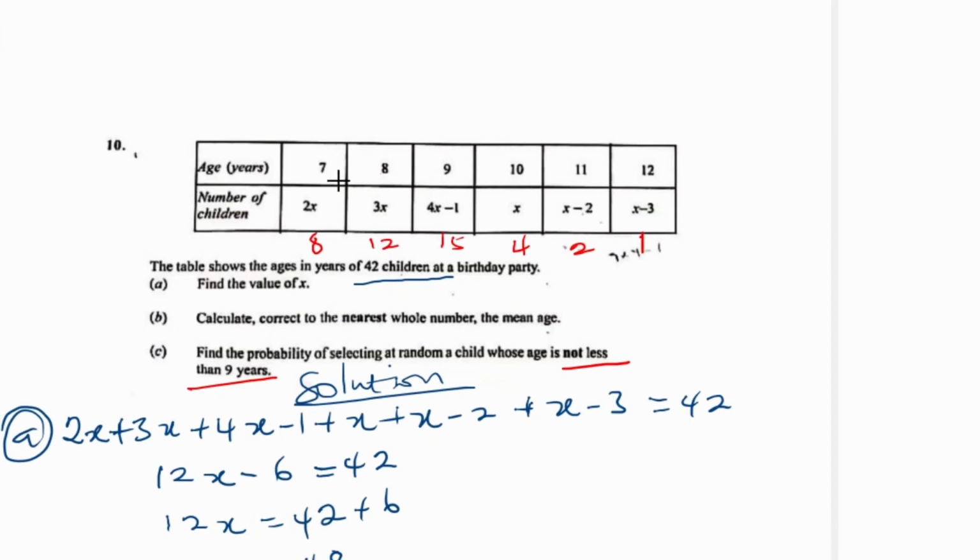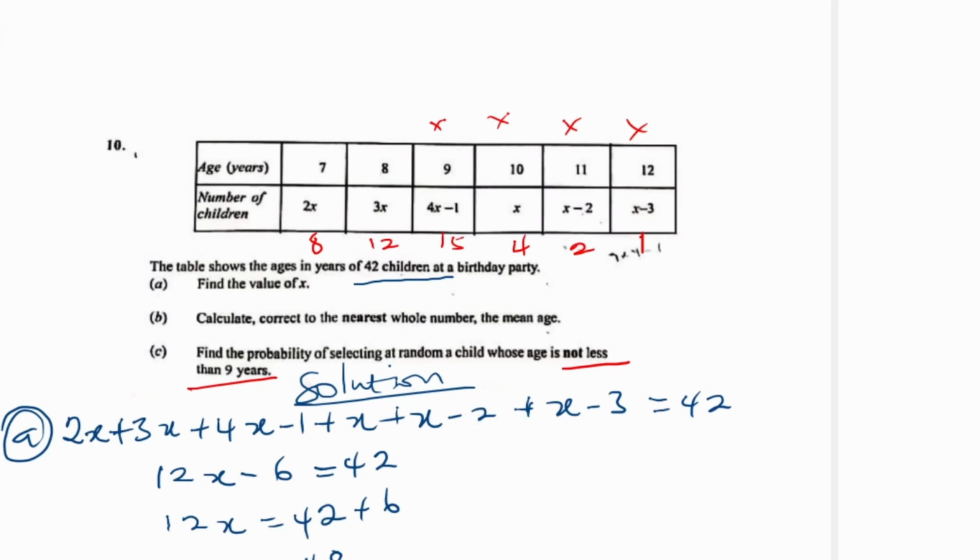So it means that 7 and 8 are less than 9 years. So we are adding the ages of 9, 10, 11, and 12 because they are not less than 9 years. We are going to add these frequencies over the total. That's probability, the event over the sample space. So we are going to have 15 plus 4 plus 2 plus 1.